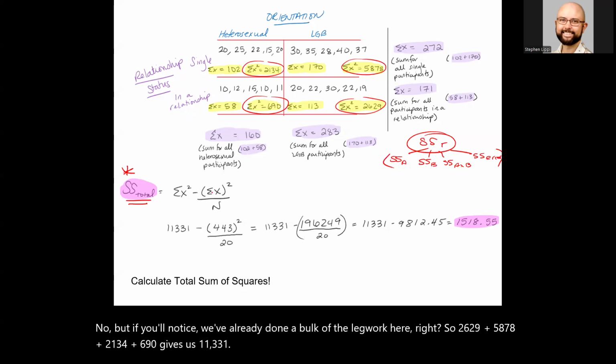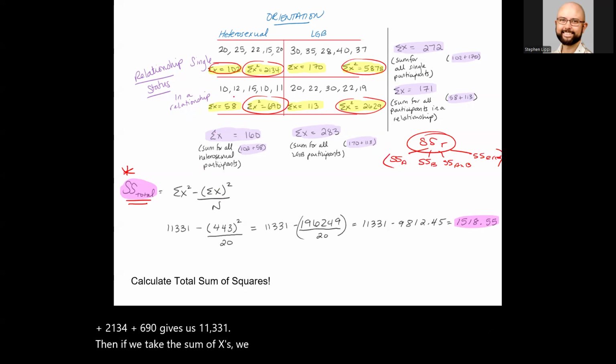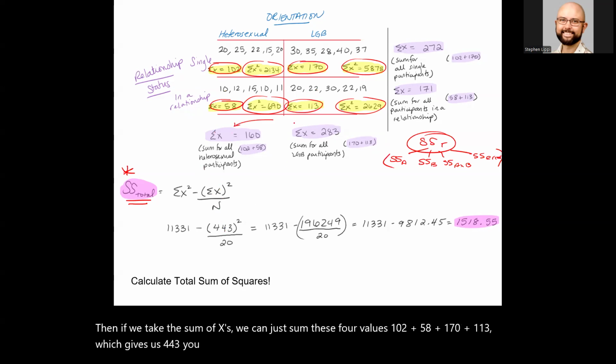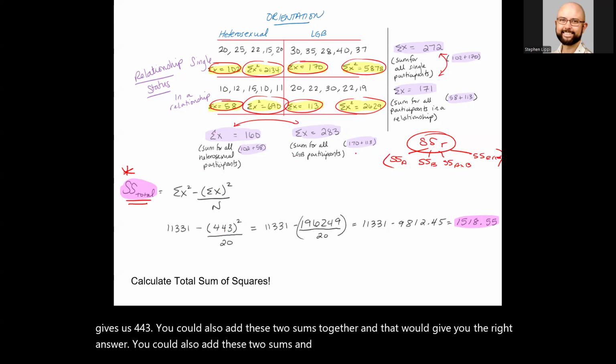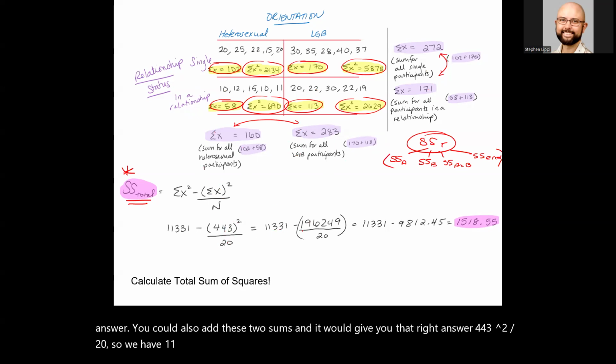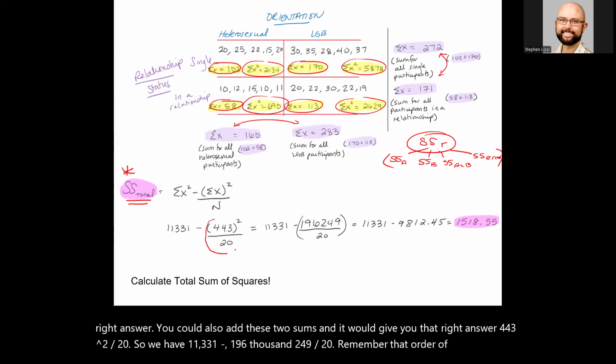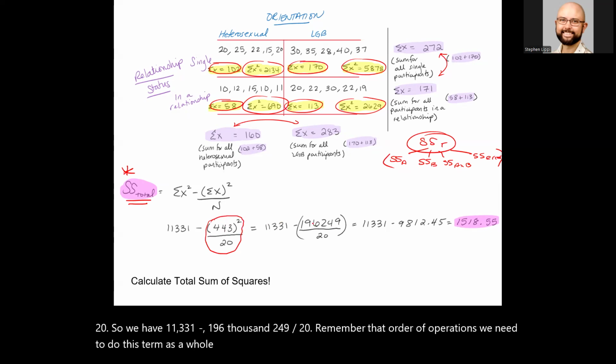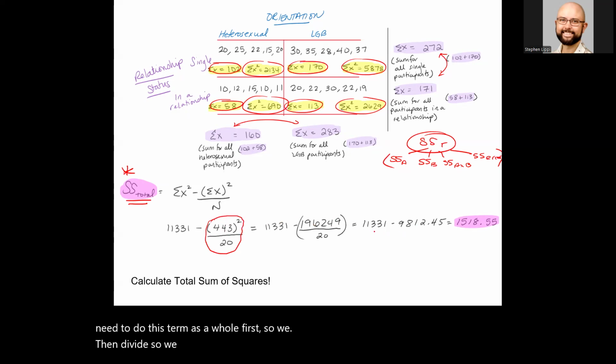Then, if we take the sum of x's, we can just sum these four values, 102 plus 58 plus 170 plus 113, which gives us 443. You could also add these two sums together, and that would give you the right answer. You could also add these two sums, and it would give you that right answer. 443 squared over 20. So we have 11,331 minus 196,249 over 20. Remember that order of operations, we need to do this term as a whole first. So we square, then divide. So we get 11,331 minus 9,812.45, which equals 1518.55.